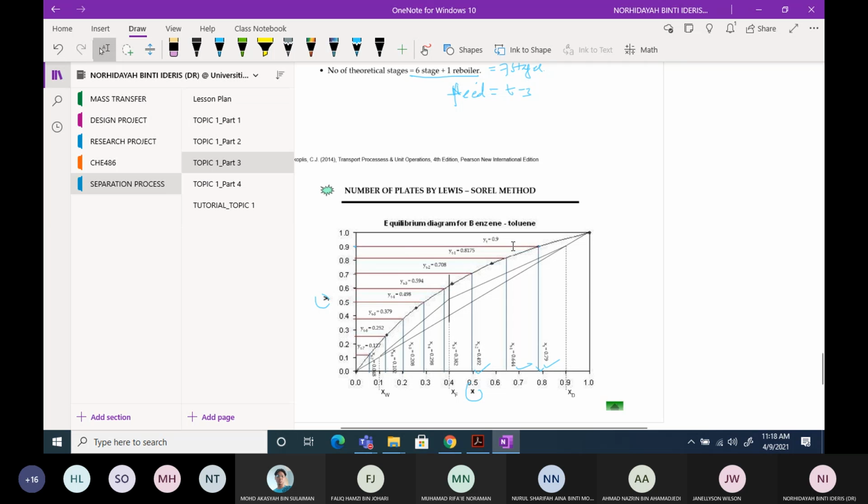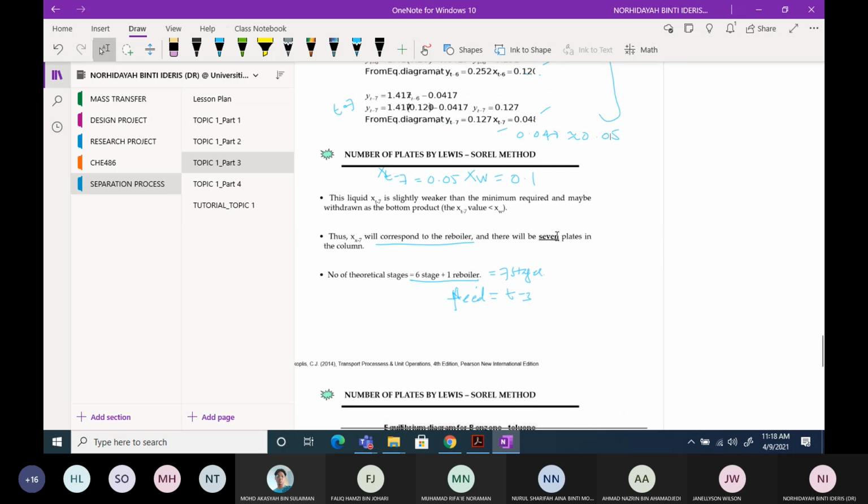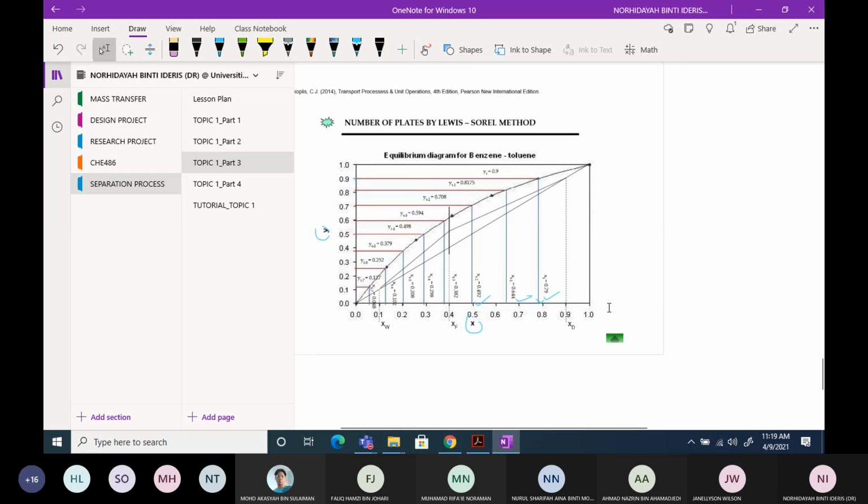Okay, so this yt refers to the top, so yt plus 1, so 1 plus 1 until plus 7, right? So you have 7 stages, 7 plates. And as usual, you know that these 7 stages include the reboiler, so in total you actually have 6 stages plus 1 reboiler. Okay, so by the end of this class, you should have this first diagram to represent the calculation of the number of stages using the Lewis-Sorel method.